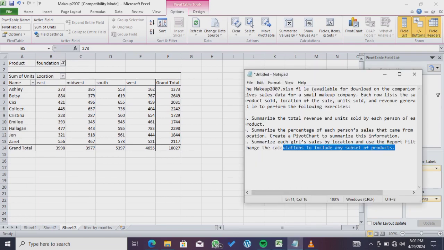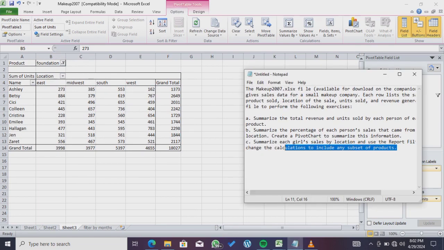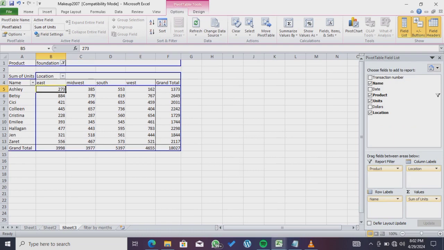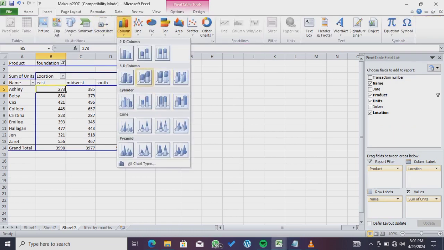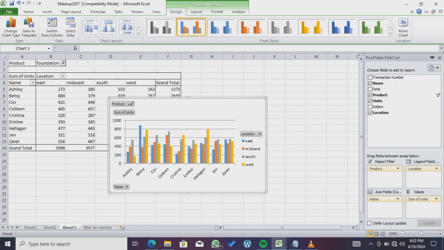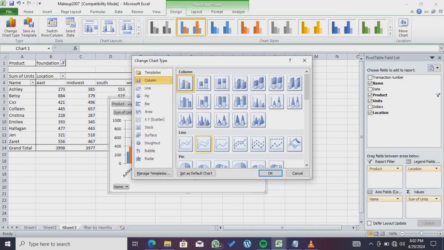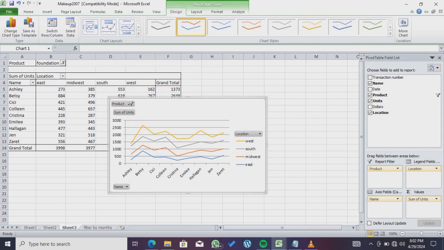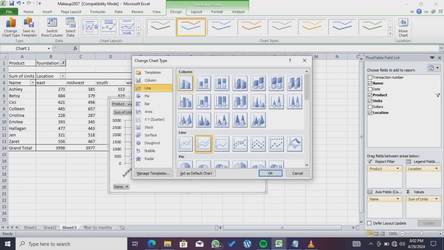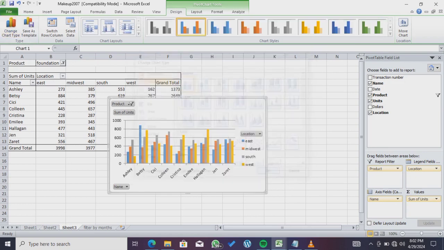I think they have to draw a chart as well. So you can also use a graph to represent this. As usual, you come here and click on column, or you can also use a line chart. I guess I've talked about line charts before. Let's see what a line chart looks like here. I would prefer a column. It's easy to read that way.